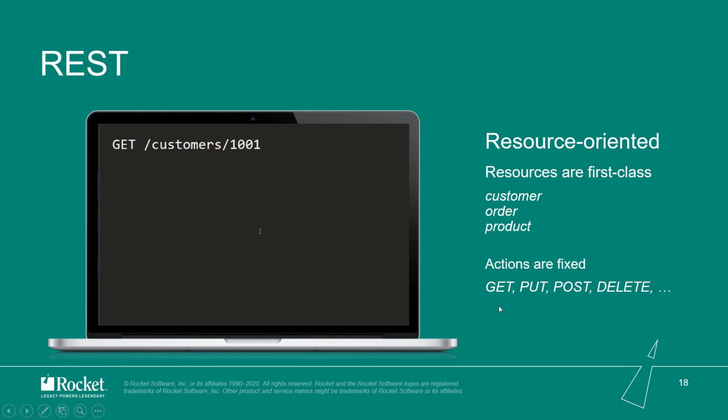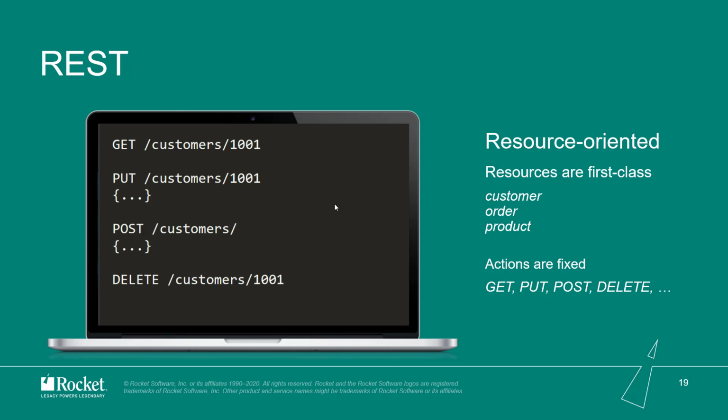If you wanted to read, you would do a get. If you wanted to do an update, you would do a put. If you wanted to do a delete, of course, you'd do a delete. If you wanted to do a create, you would do a post. And there are some other ones like patch, which are sort of like partial updates to a resource on the server. So again, they do look quite a bit different than an RPC style.